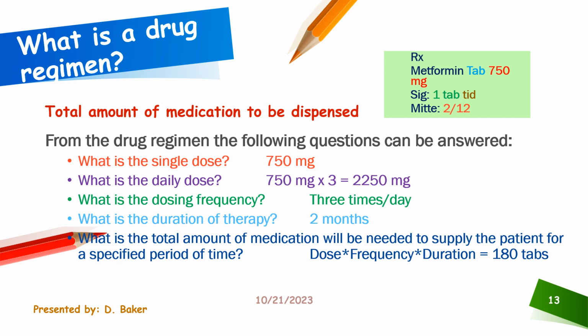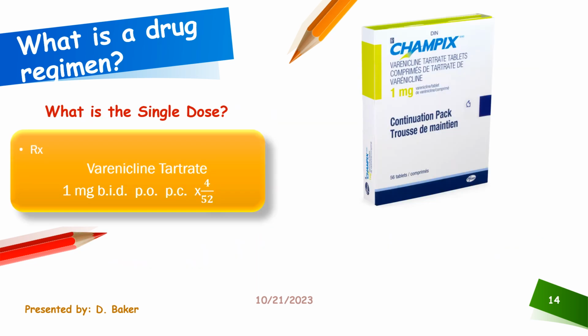What is the total amount of medication that will be supplied to the patient for a specified period of time? In this case, the information that is critical to help you calculate that quantity is the dose that the patient is getting, the frequency at which a patient is getting the dose, and the duration of the therapy. In this case, that would be the 750 milligrams or 1 tablet multiplied by 3 multiplied by the duration of 2 months, which is equal to 180 tablets.